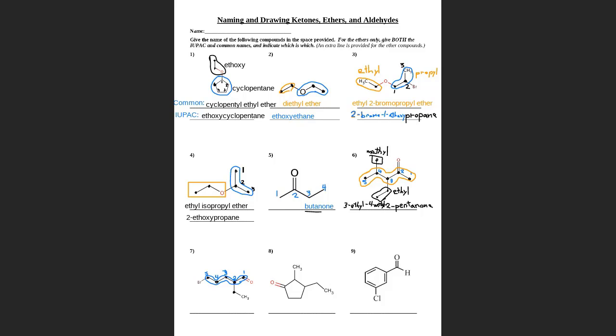So that leaves us with 2 branches. We have a bromo and an ethyl. Now, what would I know? The ending for an aldehyde is al, just like the ending for a ketone is -one. The ending for an aldehyde is al. So this would be pentanal.